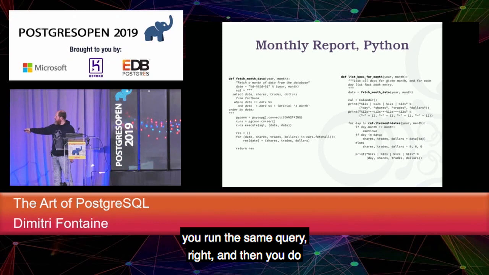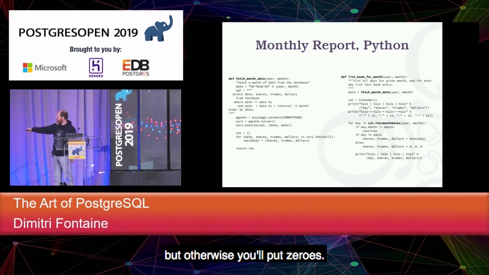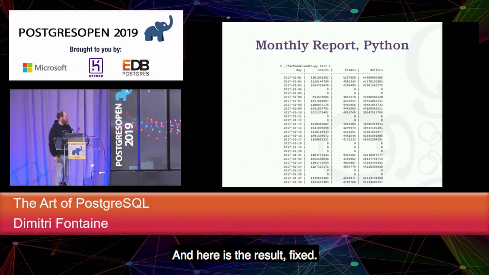You run the same query, right? And then you do a lookup in the calendar in your application. Here it's in Python, but it could be anything else. And if the day of the calendar has some data associated with it, then you output that data, but otherwise you output zeros, okay? And here is the result, fixed.